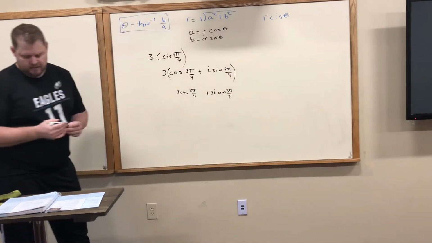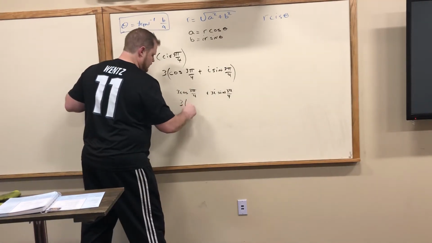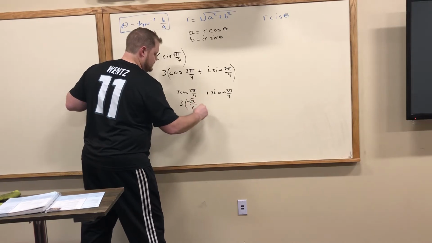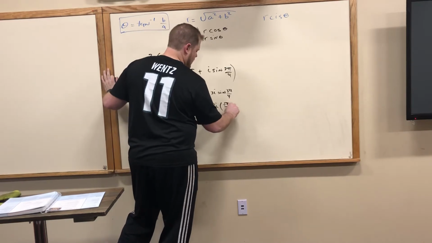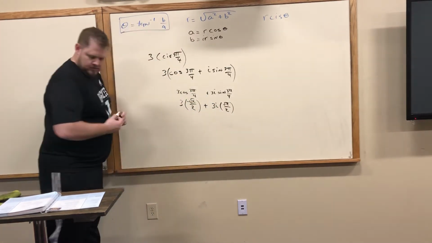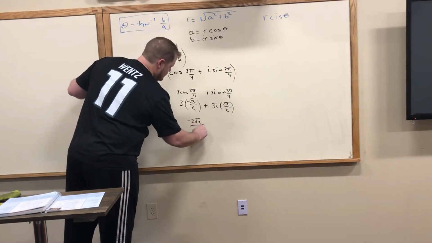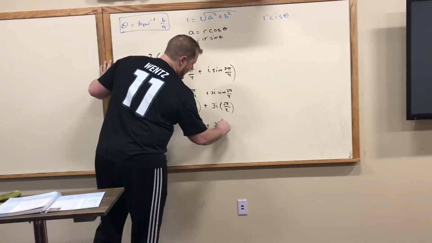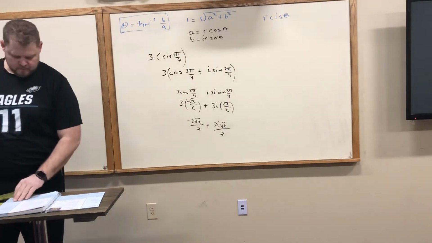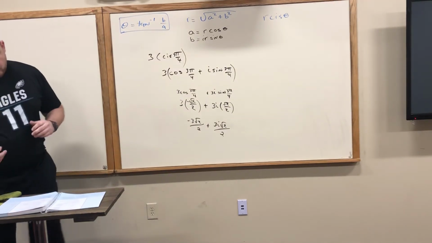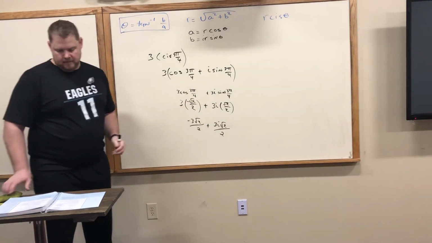So what is cosine 3/4 pi? Our answer is negative square root of 2 over 2. So 3 times negative square root of 2 over 2 plus 3i, and this is going to be square root of 2 over 2. When we finish with this work, what are we left with? Negative 3 square root of 2 over 2 plus 3i square root of 2 over 2. And that's your final answer. So you're going either direction on these, and all you're doing is solving them out.